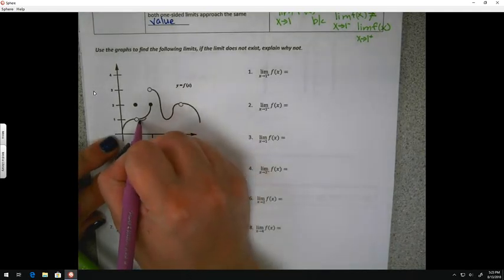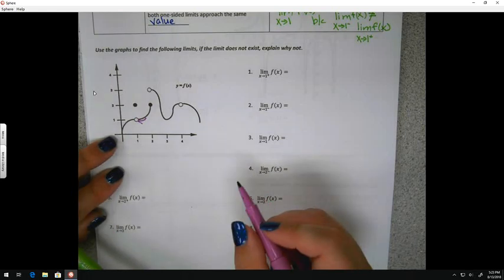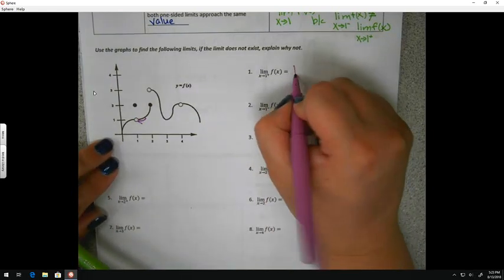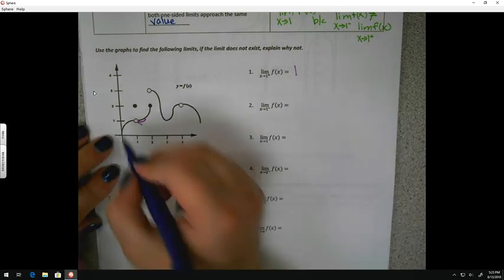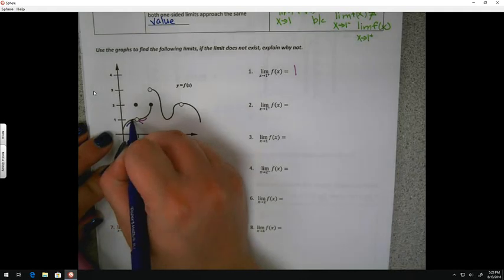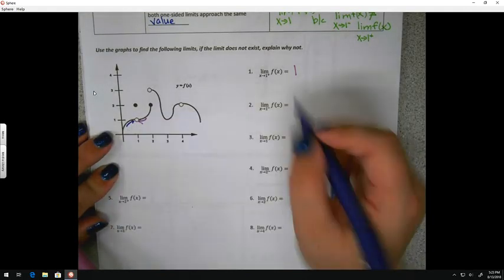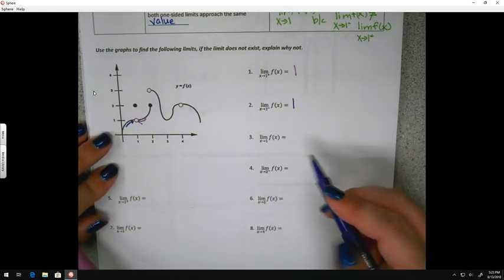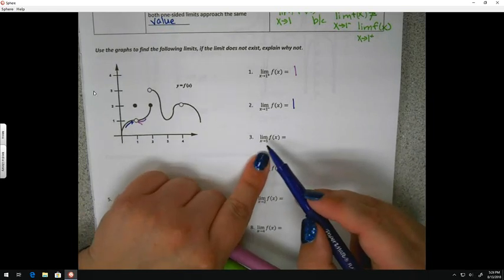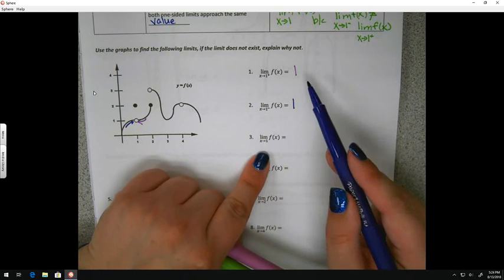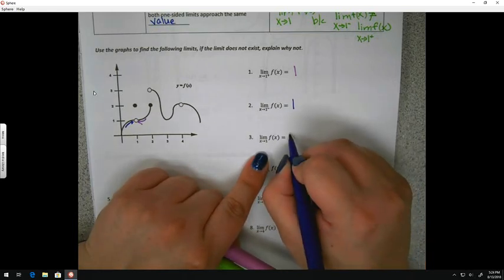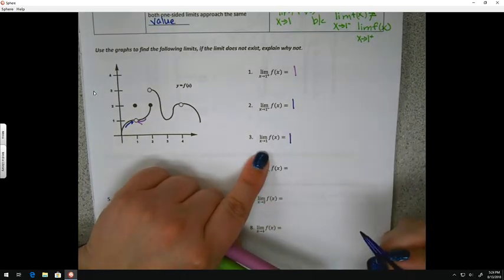So that's looking here. So that is actually going to be positive 1. Then I want to figure out the limit as x approaches 1 from the left. So that is right here, and that is also 1, which means the overall limit as x approaches 1 exists because these two are the same. They approach the same value, which means that overall limit is also 1.